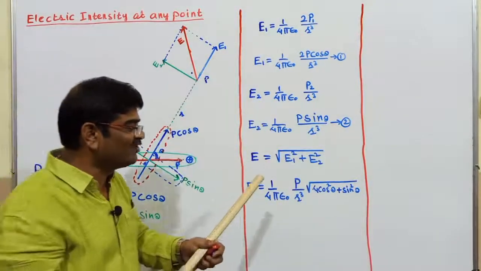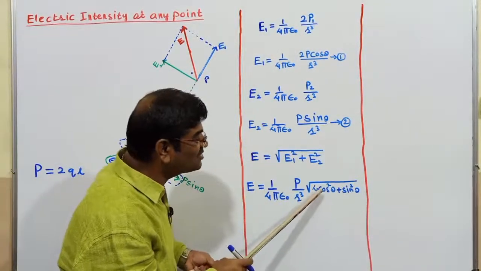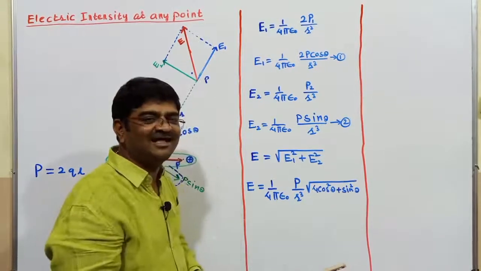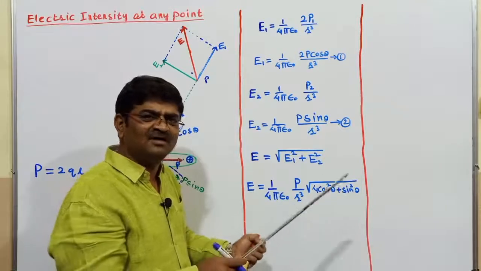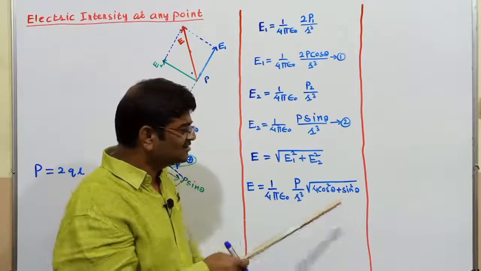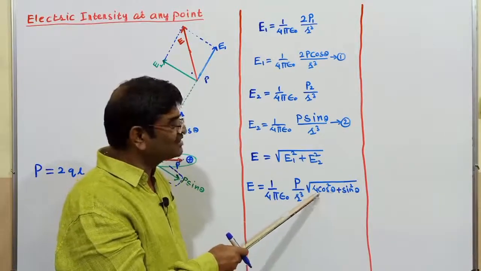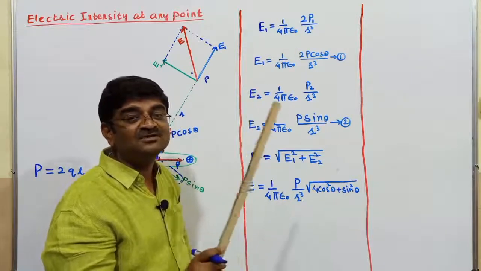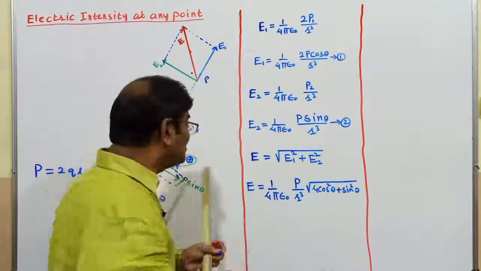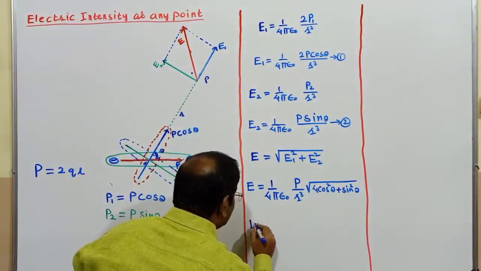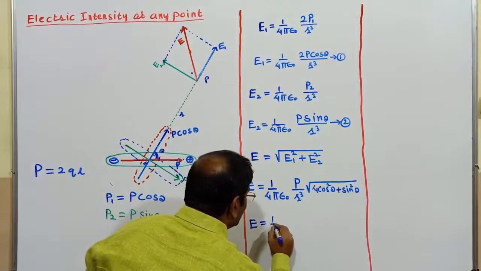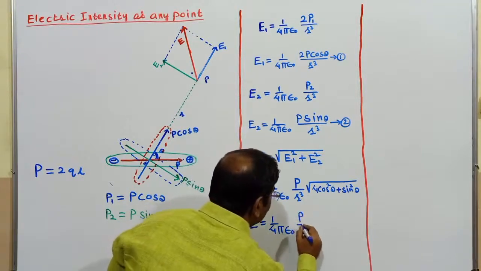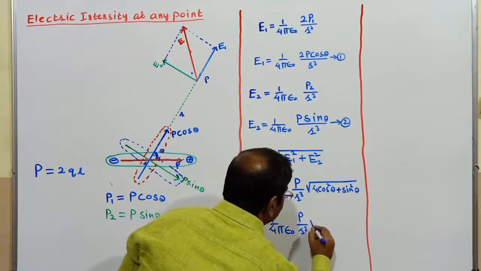And children, what I am going to do here. This 4 cos square theta, I will write 3 cos square theta plus cos square theta. 4 can be written 3 plus 1. That's what I am going to do. 3 cos square theta plus cos square theta. Intention is sin square theta plus cos square theta can be written 1. And I write then E equals to 1 upon 4 pi epsilon 0 p by r cube in the root.